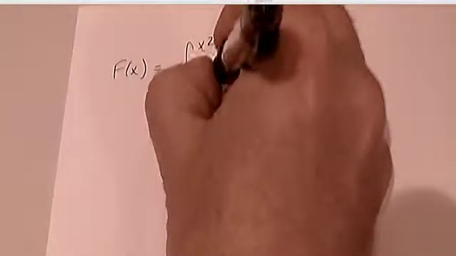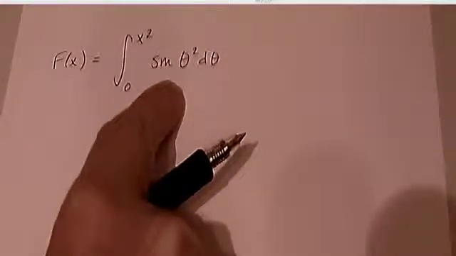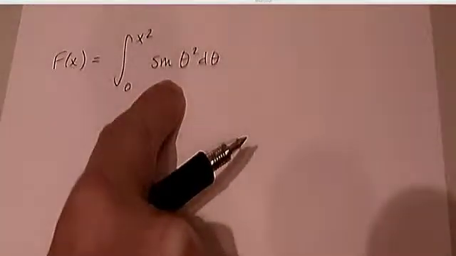Alrighty. Let's just do a few more. How about the integral from 0 to x squared of sine theta squared d theta. Now, don't mistake that for sine squared theta. Here, the function is not squared. The angle measurement expression is, okay? Well, what is f prime of x?